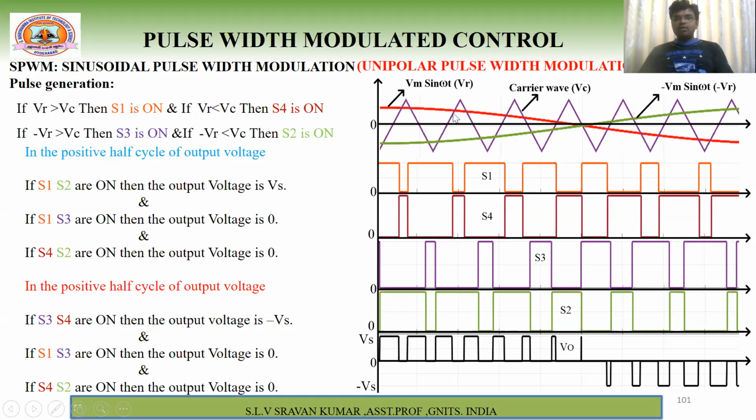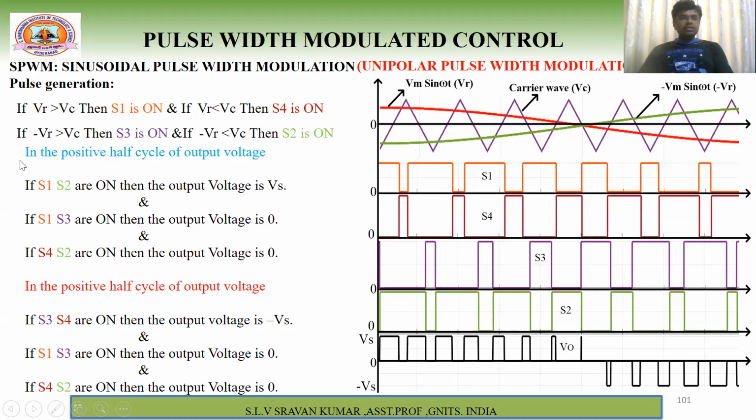Very simple. You have to take one waveform like this, and the other with exactly 180 degrees phase shift. In the next class, I will show the simulation, where you will get the full sinusoidal waveform. If possible, in today's class only we will see how to generate these pulses.